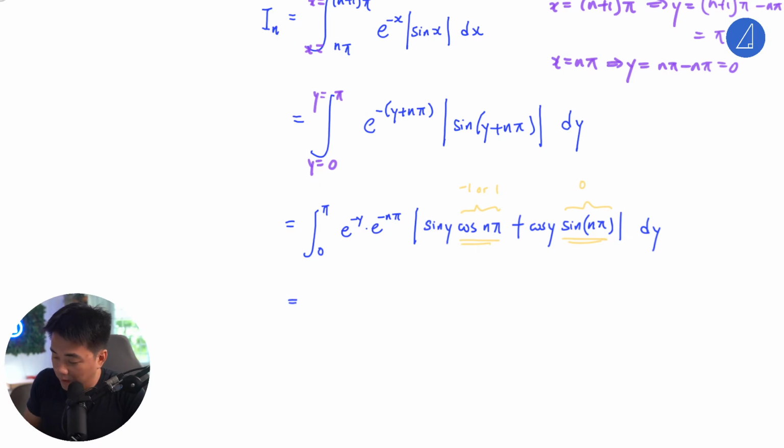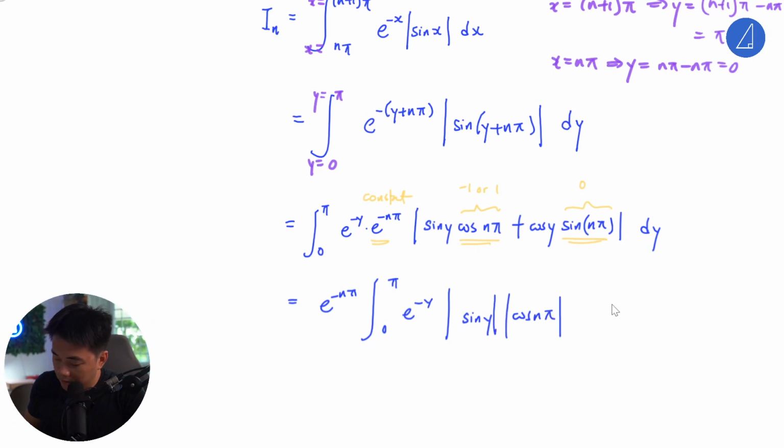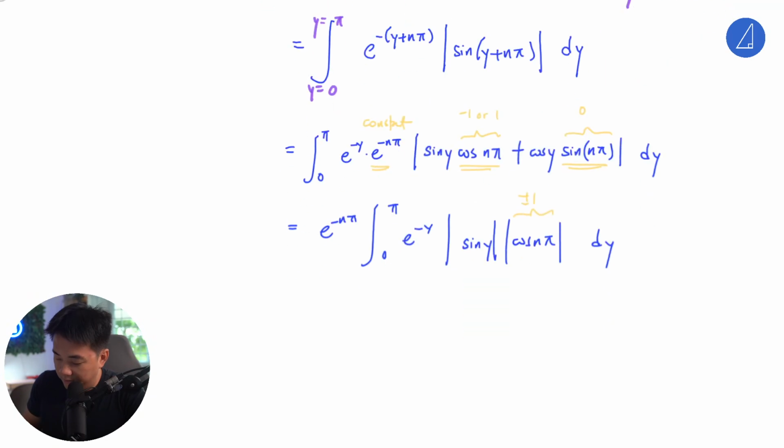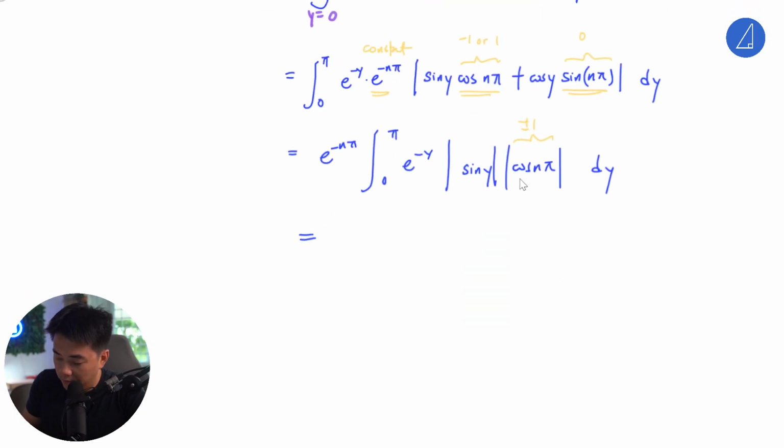So the constant, we can bring it out. This is a constant. You bring out of the integral e^(-n pi), integral from 0 to pi of e^(-y) sine y cosine m pi. This is 0, so we don't care. Modulus of plus or minus 1 will just be 1. So what is left behind, very conveniently, is e^(-n pi) times the integral from 0 to pi of e^(-y) sine y dy.